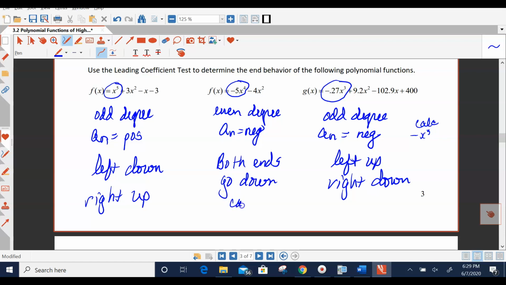You could just type in your calculator negative 5x to the 4th. That's going to tell you how your ends behave. Or you could type in your calculator x to the 5th if you've forgotten. Well, I'll stop this video here and pick up the next video with the remaining information.